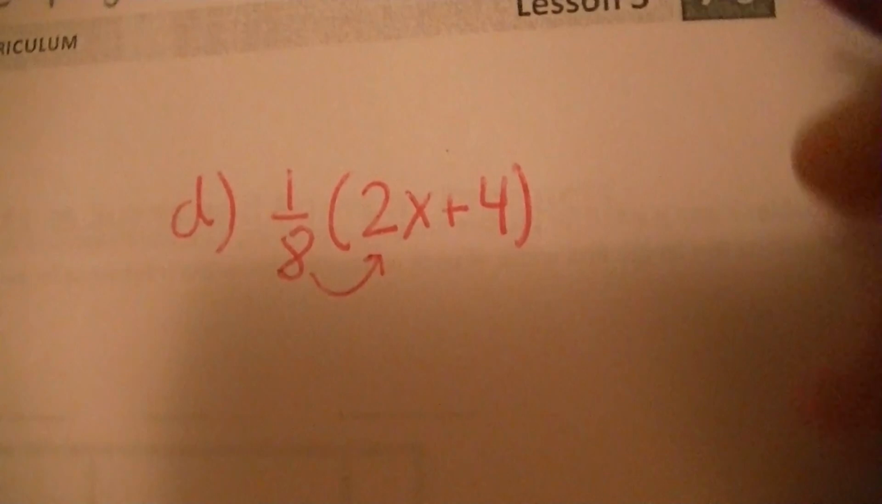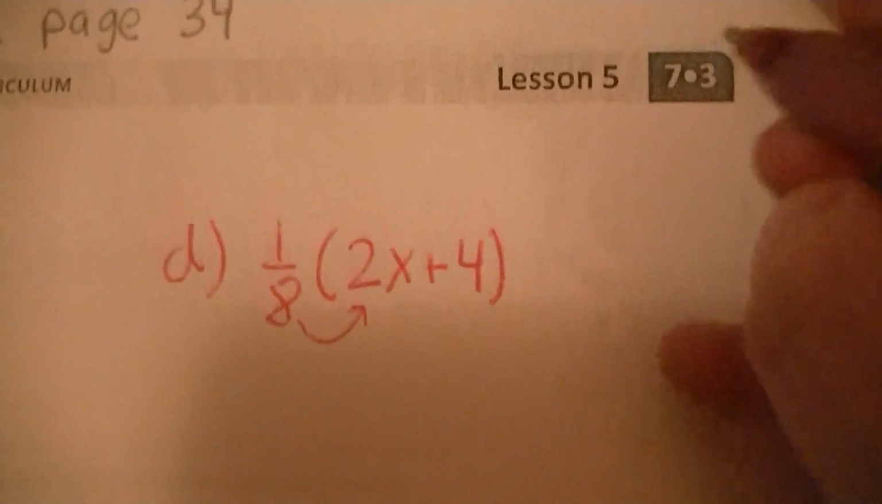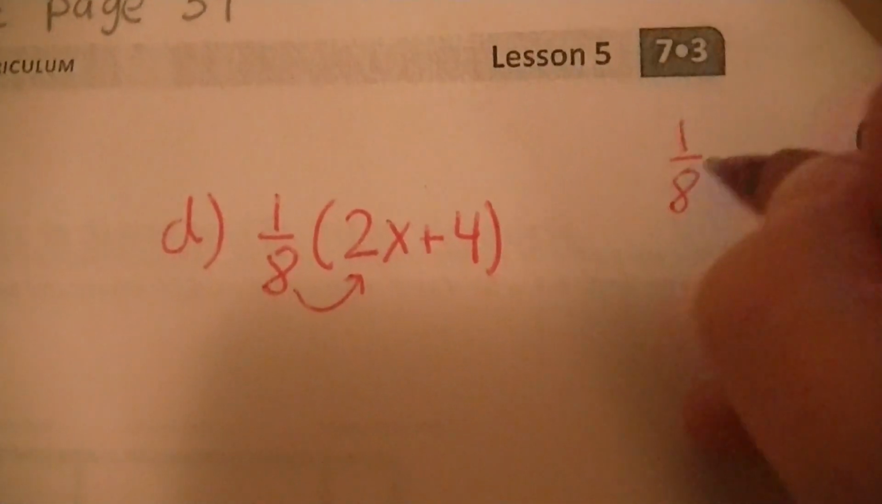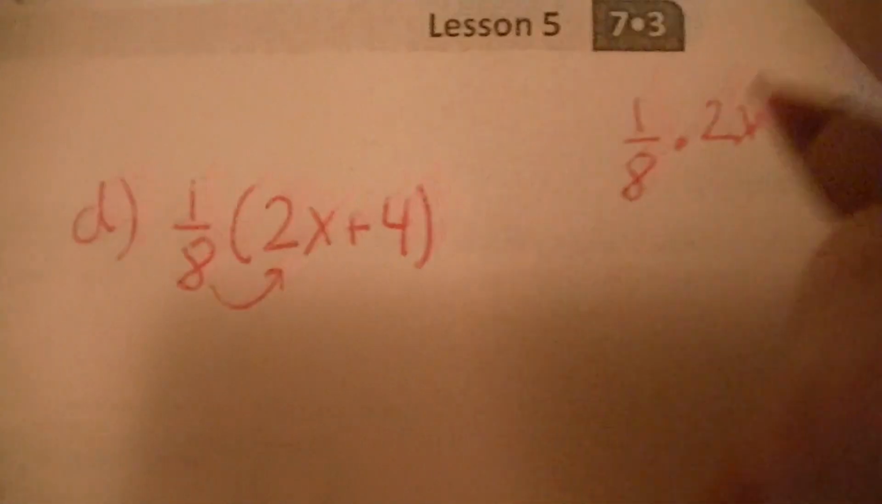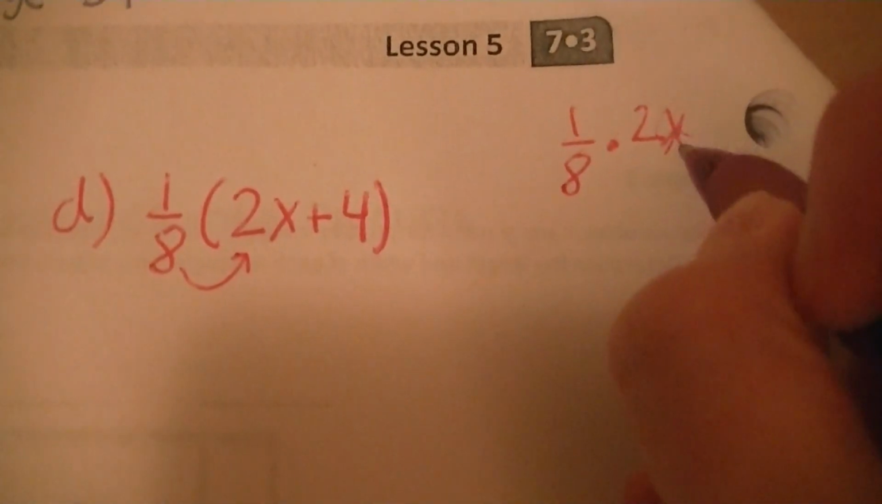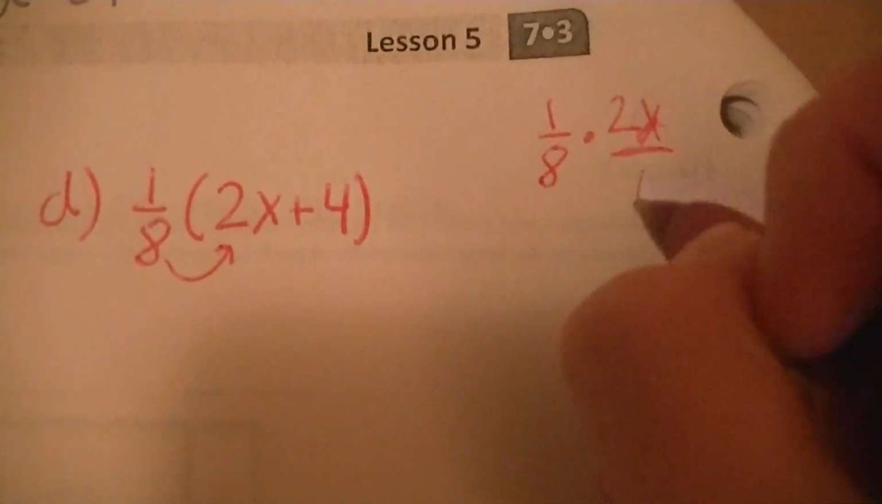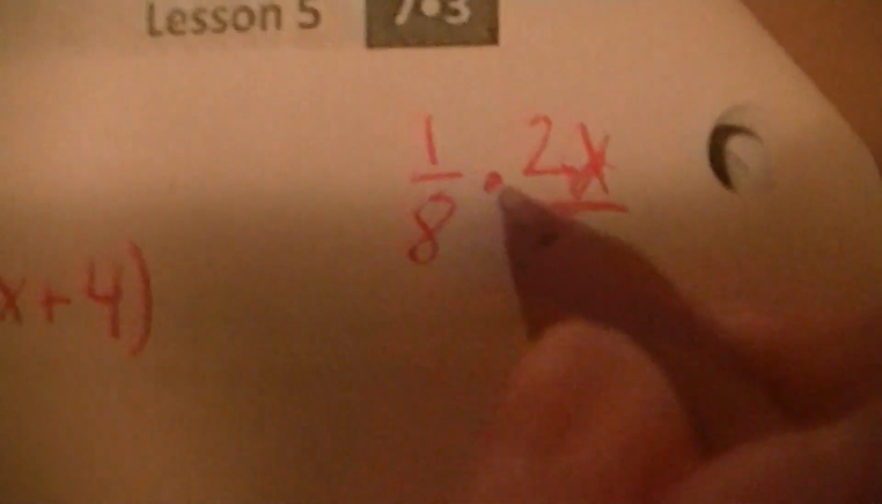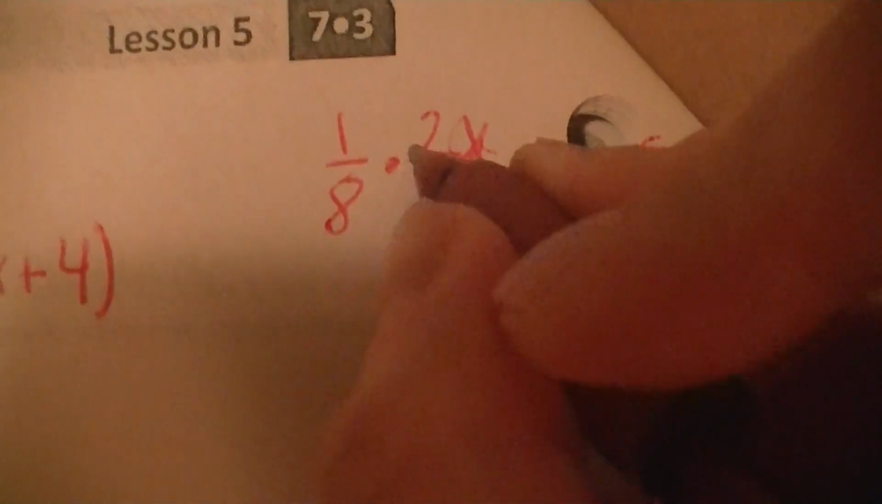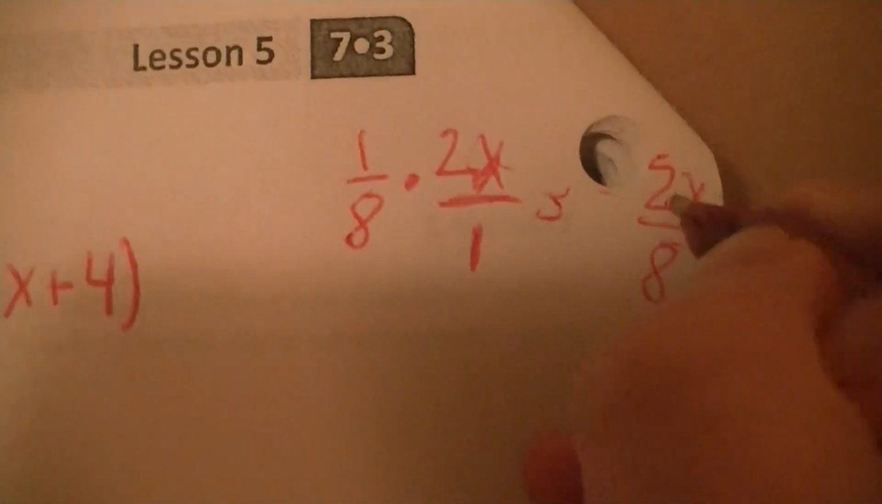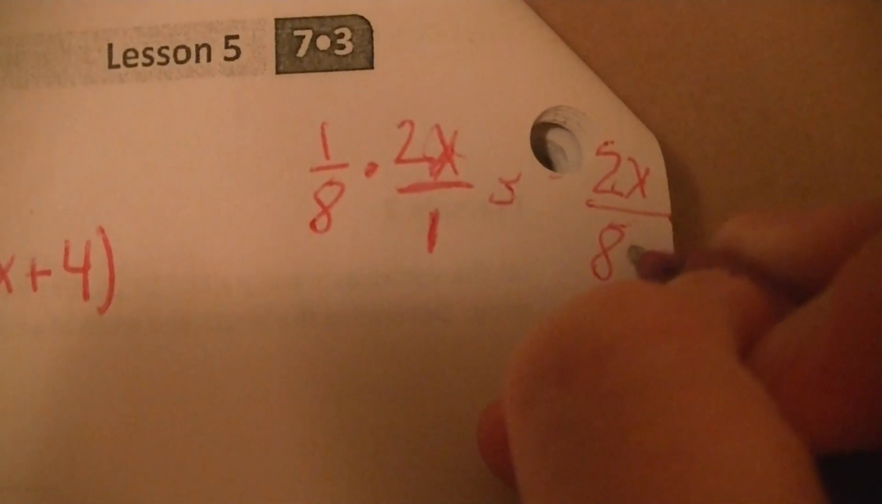Okay? So 1/8 times 2x, and just to kind of visualize that a little bit better, I'm going to write it up to the side right here. 1/8 times, I'm just going to go 2x like that. And just like we've been doing previously, make that in its fractional form. So 1 times 2x is 2x. And then 8 times 1 is 8. So 2x eighths is the same as, let's go ahead and simplify it.